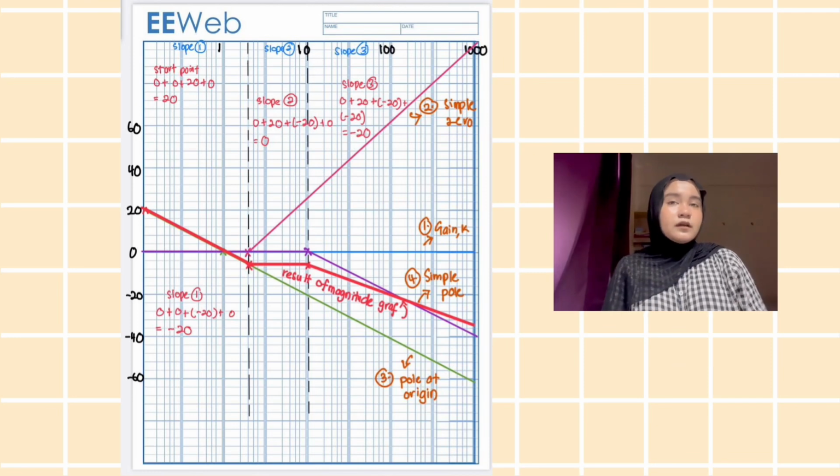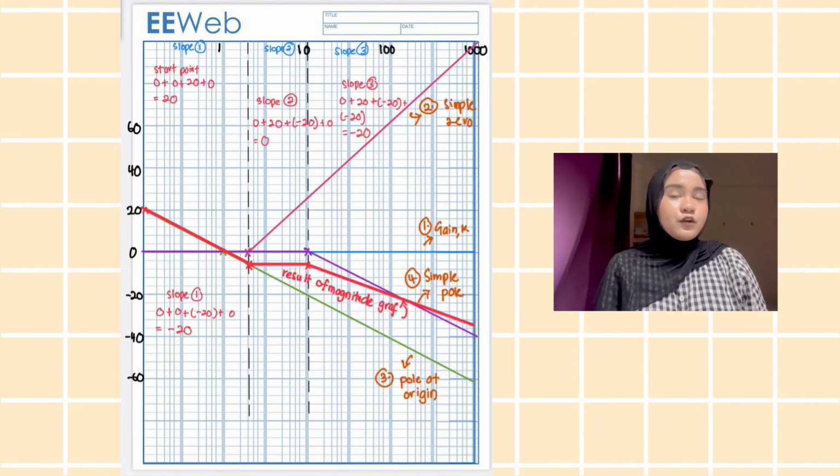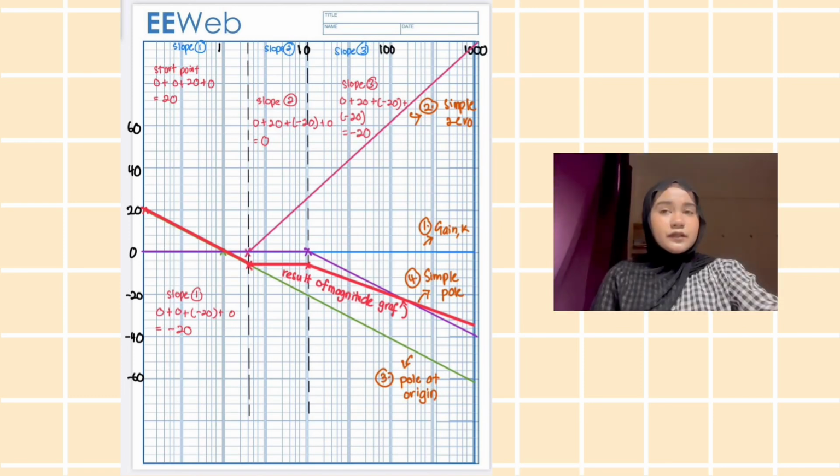For the slope, from 1 to 10 radian, the net slope is negative 20 dB due to the pole at the origin. And then from 10 to 100 radian, the zero at 10 radian cancels out the pole at the origin, resulting in a flat response. Beyond 100 radian, the simple pole adds another negative 20 dB, giving a net slope of negative 20 dB again. So now we have 3 slopes in this graph.